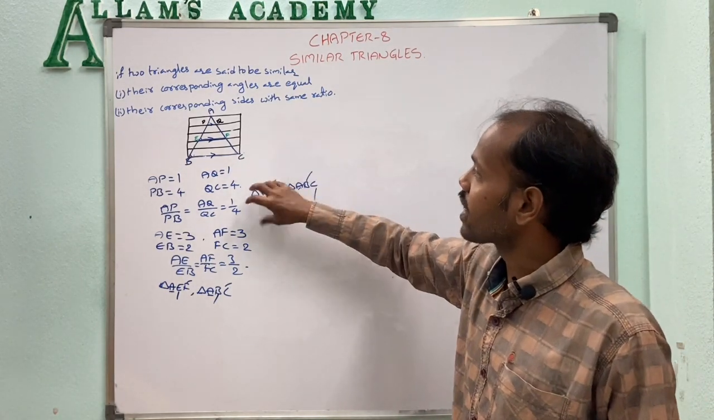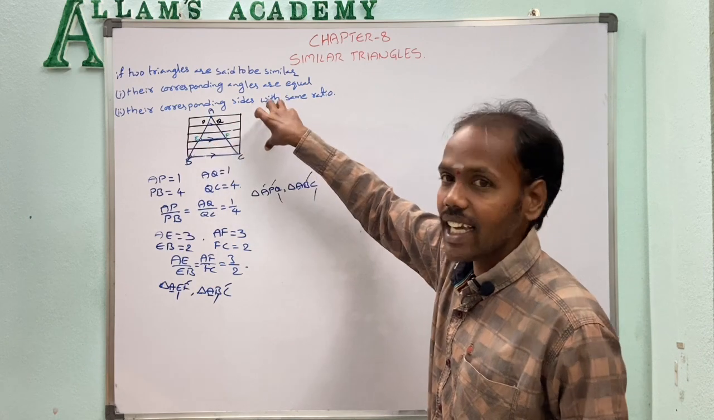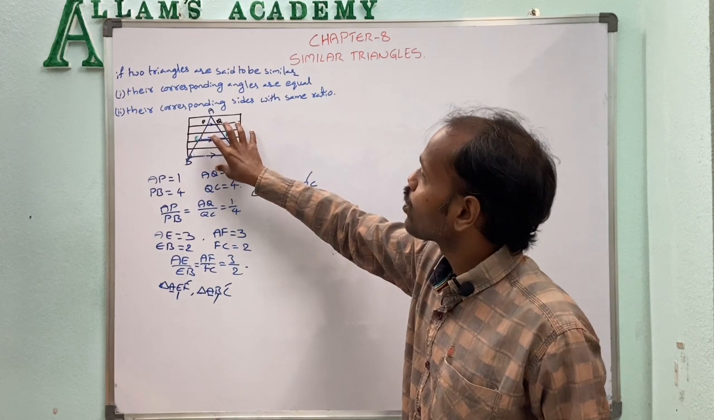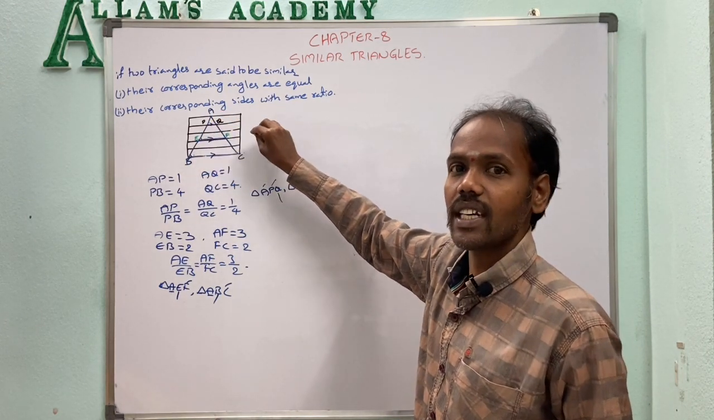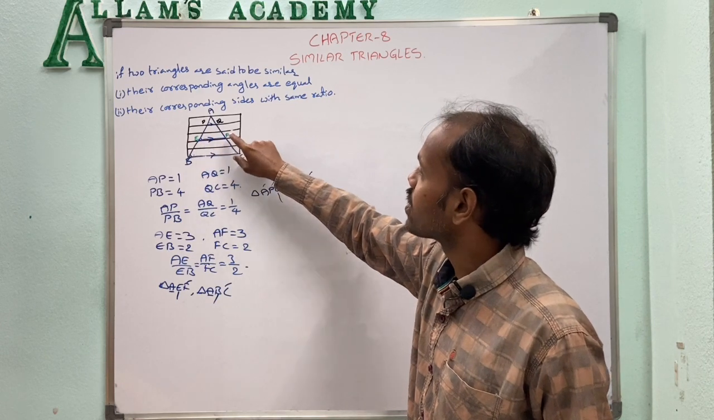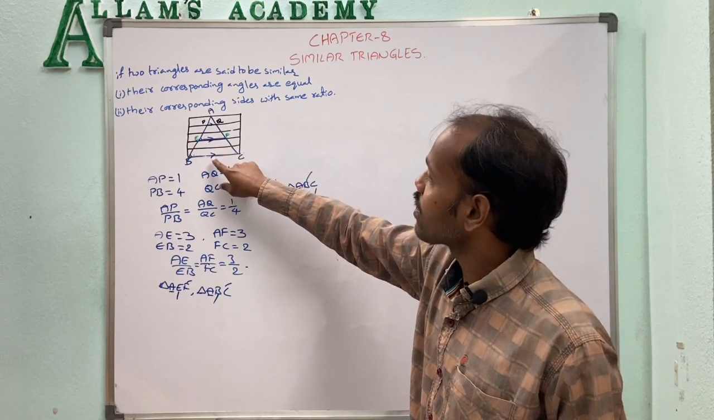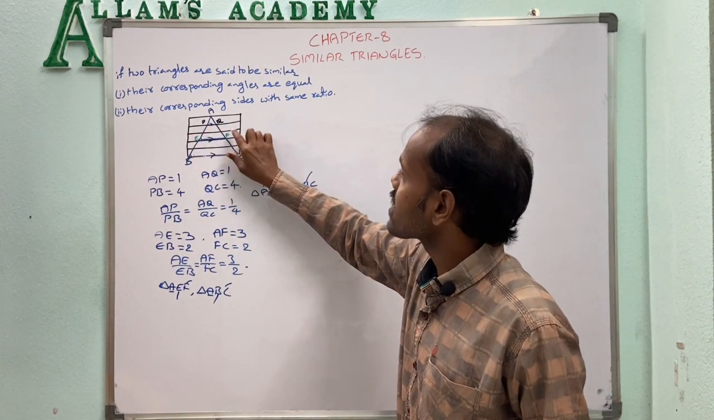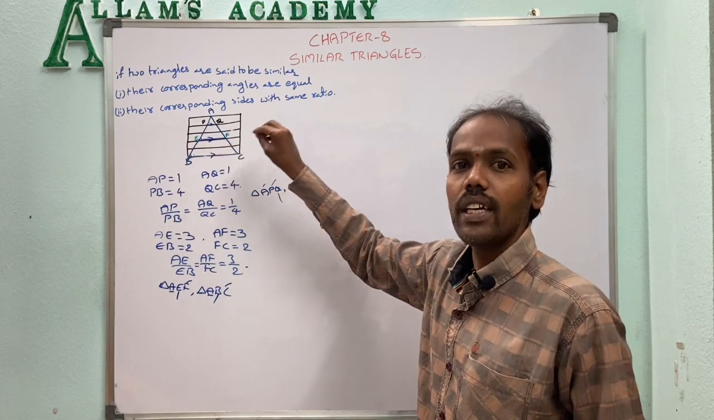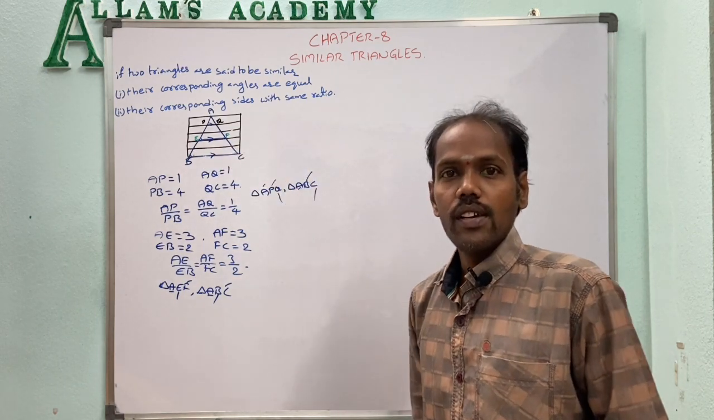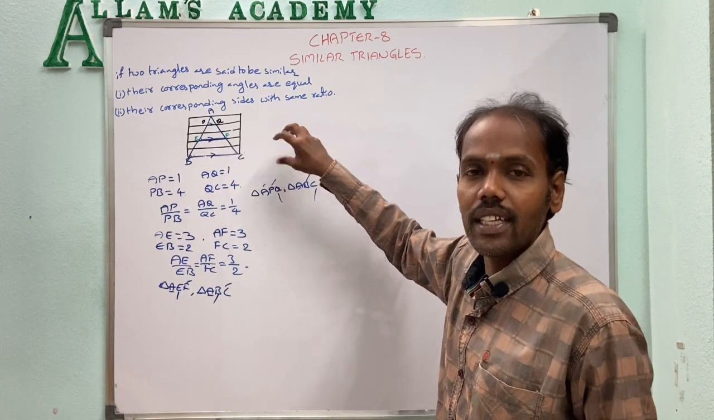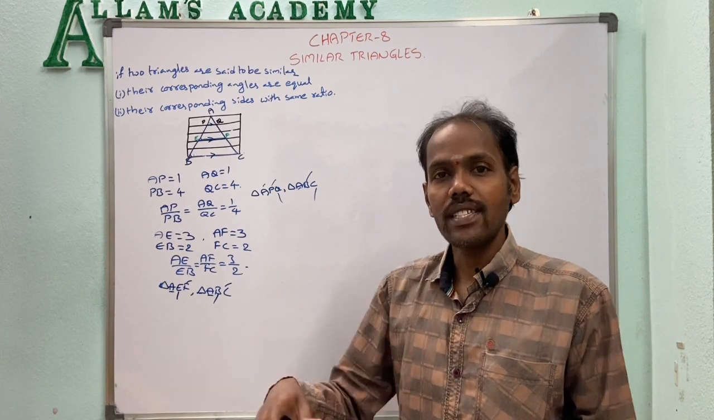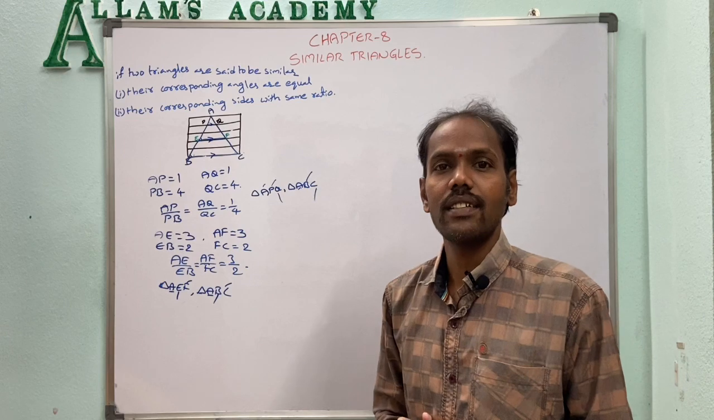That means here too we conclude that in a triangle, if we take any two points on two sides and the line joining them is parallel to the third side, then the two sides are divided in the same ratio. This statement is called the basic proportionality theorem. It has another name, Thales theorem.